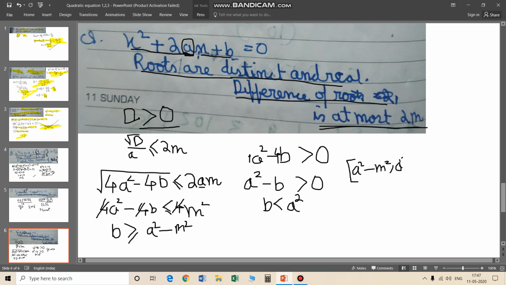This a is the variable a in the question, right? This a here was nothing but 1, as from the coefficient of x square, right?